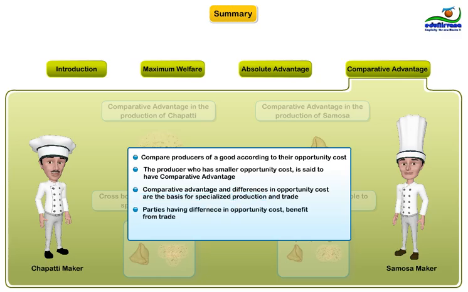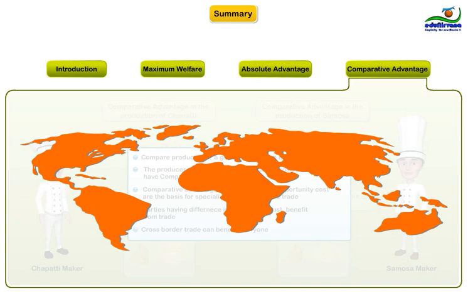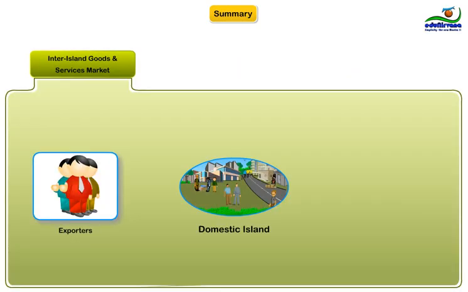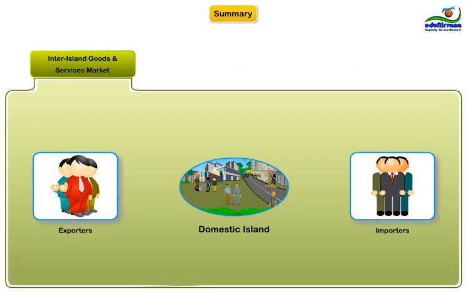Whenever potential trading parties have differences in opportunity costs, they can each benefit from trade. Cross-border trade can benefit everyone in a society because it allows people to specialize in activities in which they have a comparative advantage. Then, the exporters and importers were introduced.